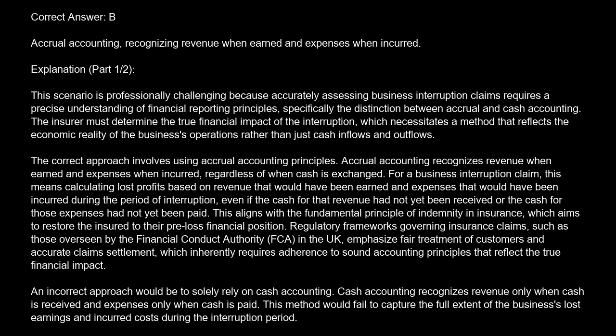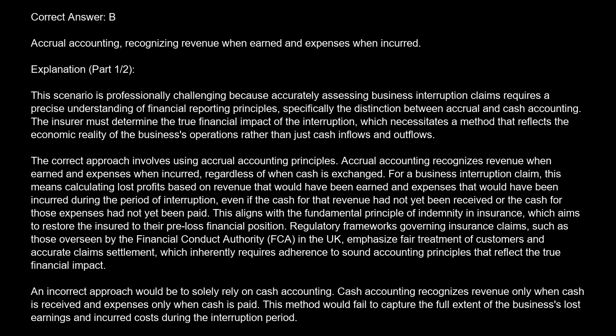Correct answer is B. Accrual accounting, recognizing revenue when earned and expenses when incurred. Explanation. This scenario is professionally challenging because accurately assessing business interruption claims requires a precise understanding of financial reporting principles, specifically the distinction between accrual and cash accounting. The insurer must determine the true financial impact of the interruption, which necessitates a method that reflects the economic reality of the business's operations rather than just cash inflows and outflows.